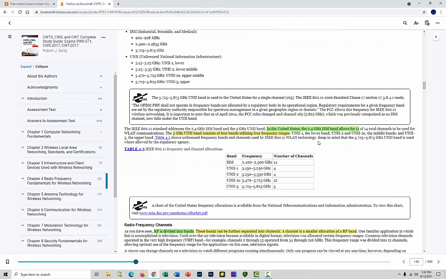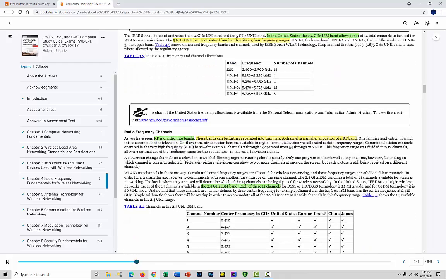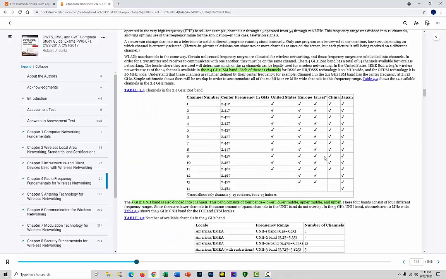The United States has the 2.4 and the 5 gigahertz bands. We know that radio frequency is divided into bands, and those further go into channels. And I guess this first part is talking about 2.4. And notice, so we've learned that 2.4 can have up to 14 channels, but in the United States, we only get to use 11 of them.